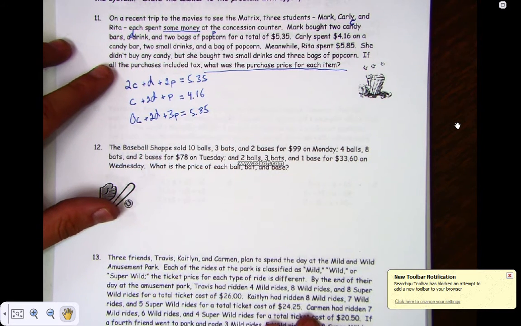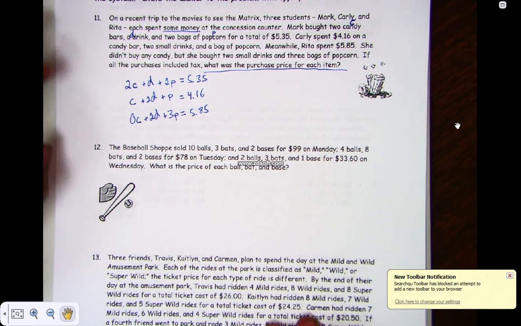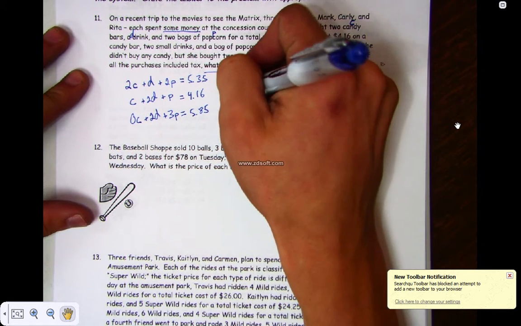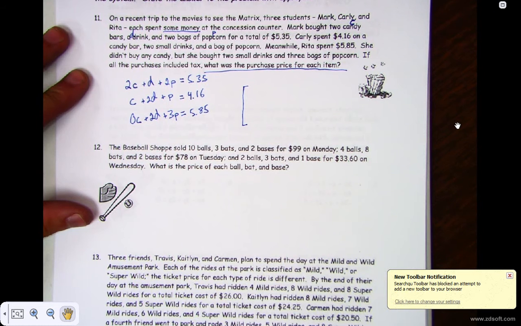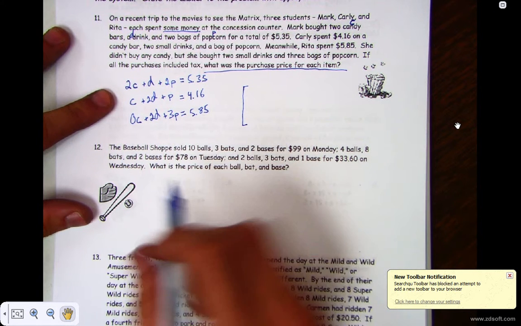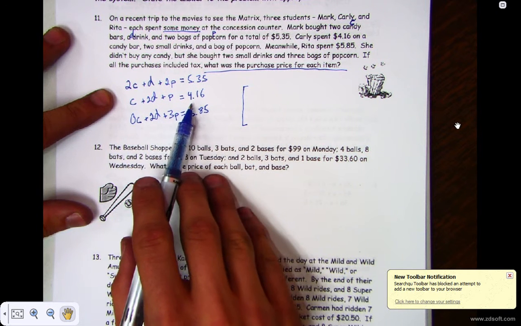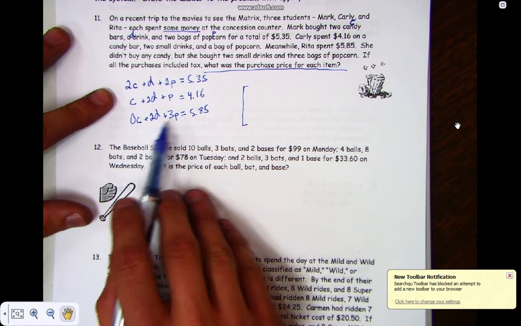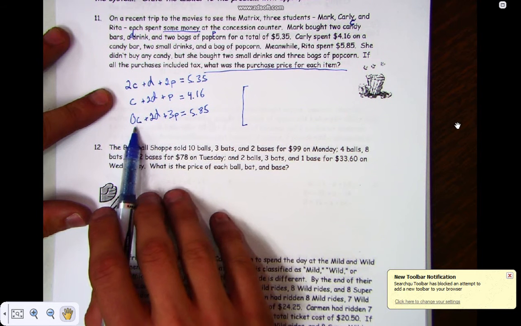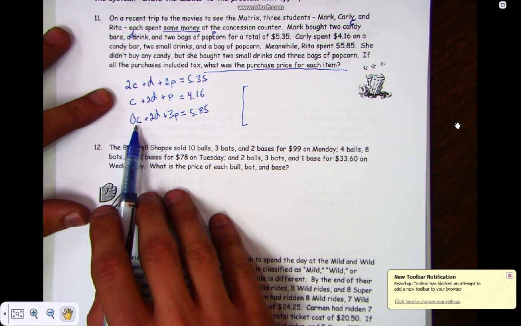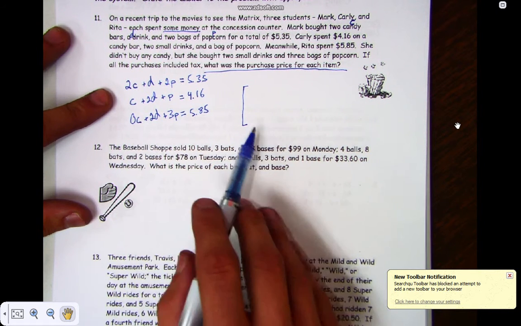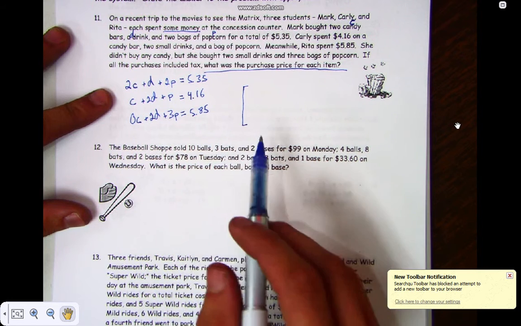Now there's our equations. If we wanted to find the purchase price for each of these items, into our calculator, we'd put this matrix. We'd have 2, 1, 2, 5.35, 1, 2, 1, 4.16, 0, 2, 3, 5.85. Notice I put a 0 there instead of just leaving it blank, because sometimes people leave it blank, and that's fine. If you're good enough at what you do, you can leave it blank. But just to be safe, I put a 0 there to remind me 0 goes down here. All right? So let's go ahead and start writing this out.